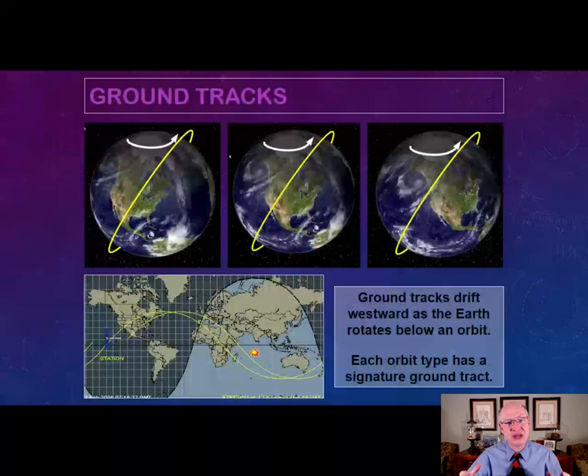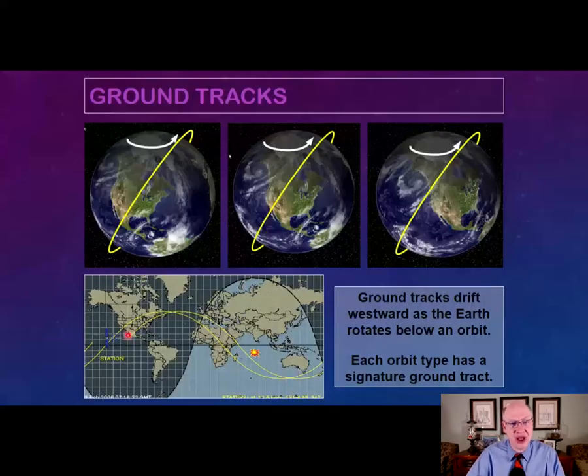I've shown you some pictures here of what the track of a satellite looks like across the surface of the Earth. The thing to keep in mind is that the Earth is constantly turning underneath the satellite. So if we have a satellite in an inclined orbit like this, the satellite's orbit stays the same, but the Earth is rotating underneath it. And what that means is if we were to draw the track of this orbit on the surface of the Earth, it would look like a sine curve like that.